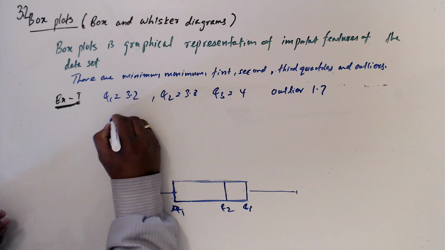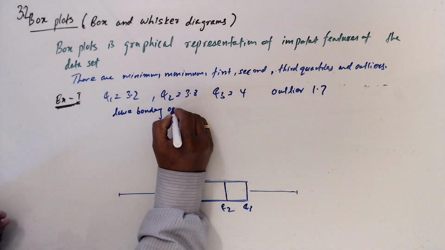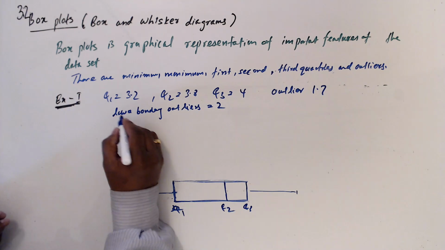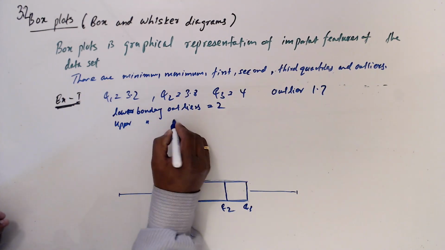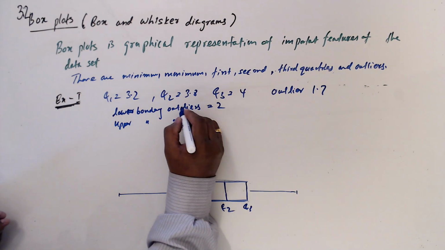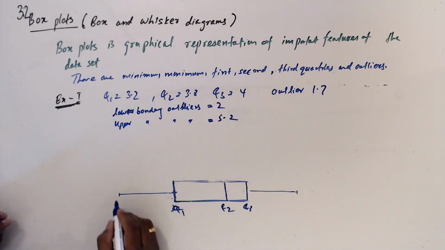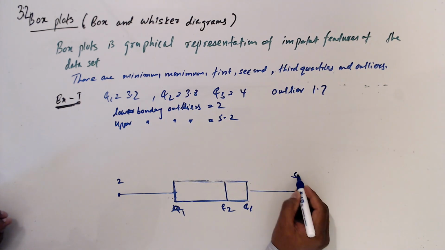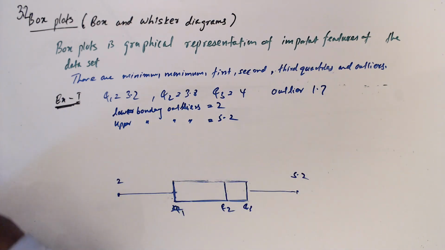So we had a lower boundary for outliers, which was 2, and the upper boundary for outliers is 5.2. In that case, this value is going to be 2 and this value is going to be 5.2, because there are no true values. And the outlier will be marked as usual, that is 1.7.